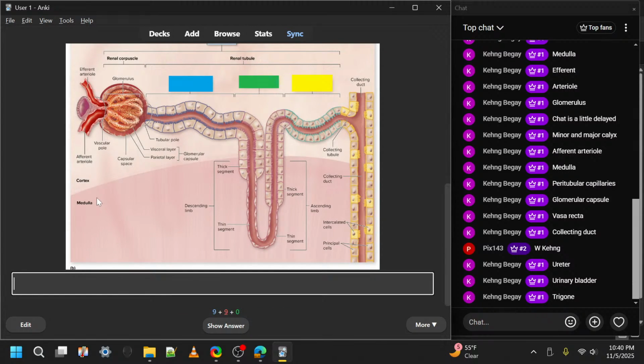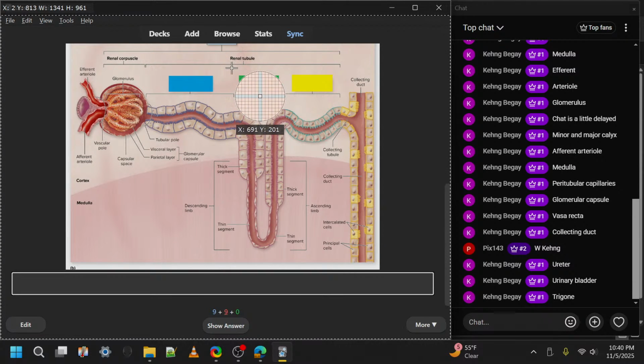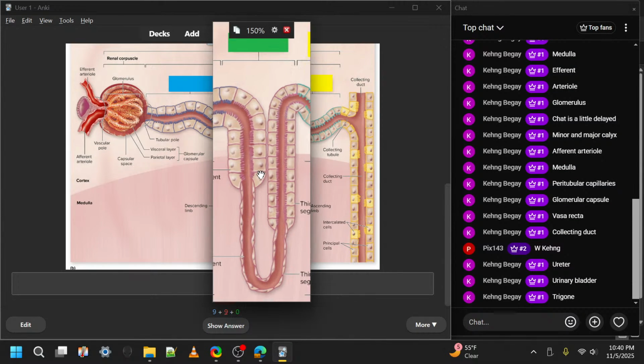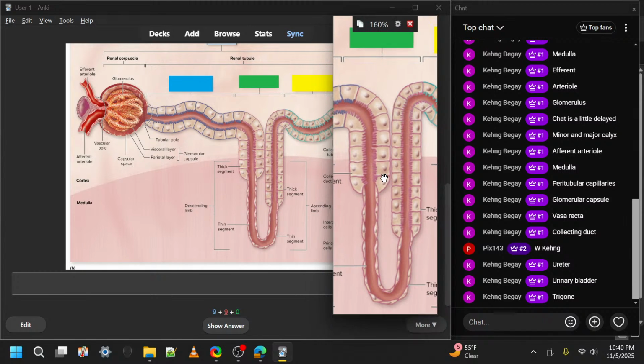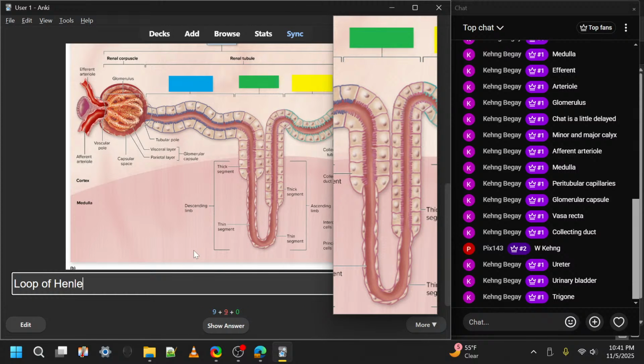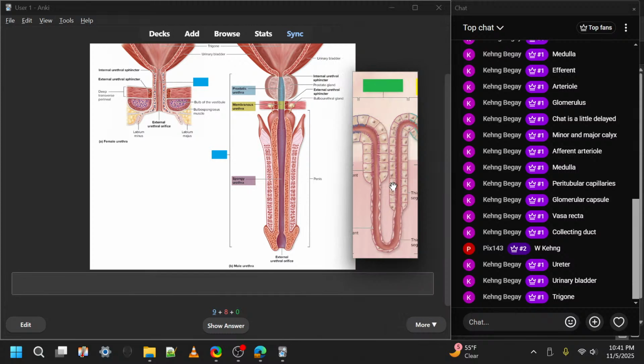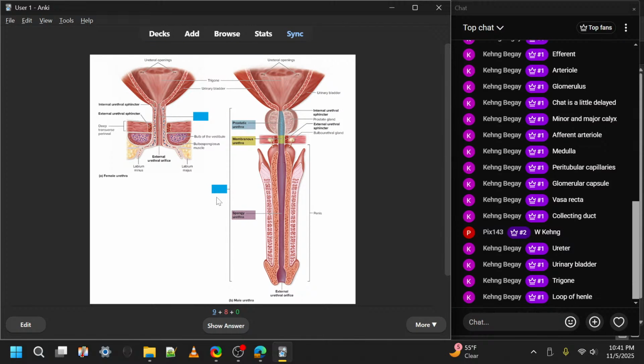The green is the... What is it, Kang? You got it last time. I know you know it. The loop of Henle. Nice. Loop of Henle, baby. Kang's got it. Can I get another W Kang in the chat? Actually, no. Give me a W Loop of Henle in the chat. Because we know Miss G loves her Loop of Henle.